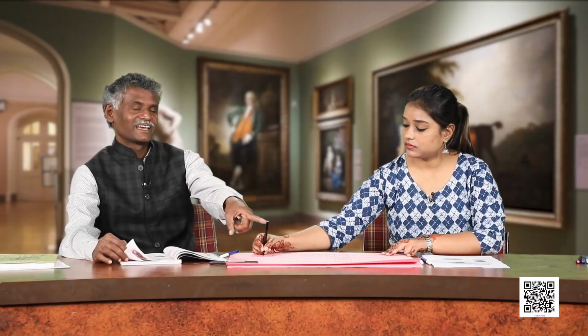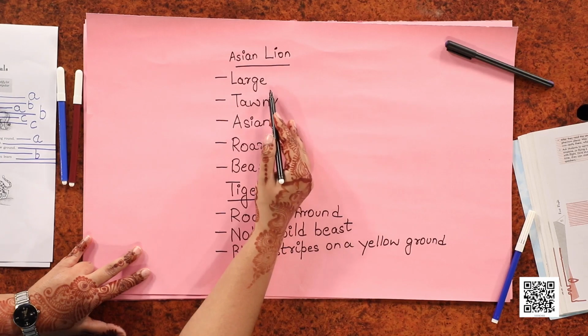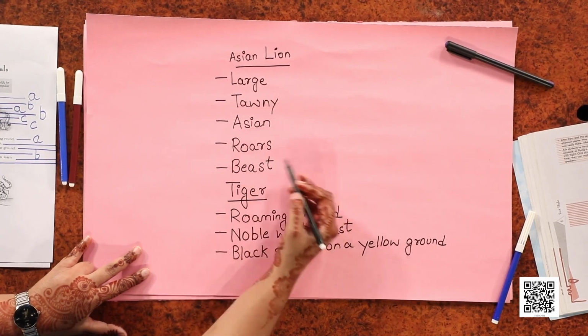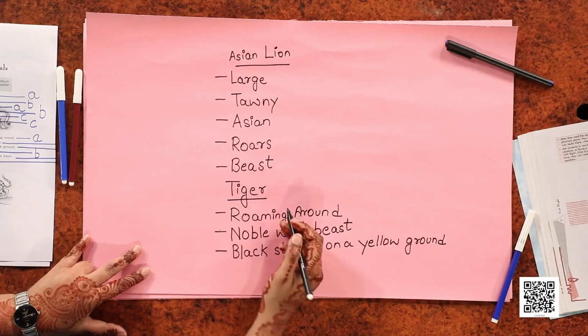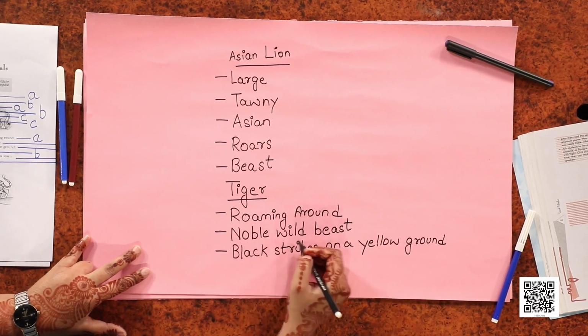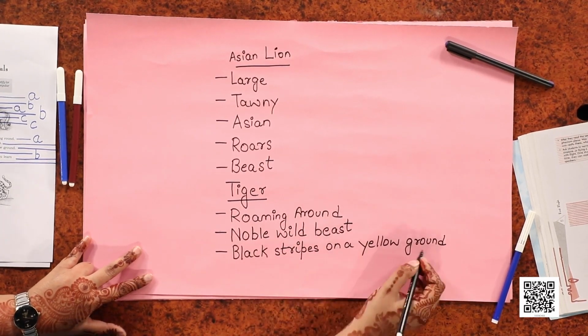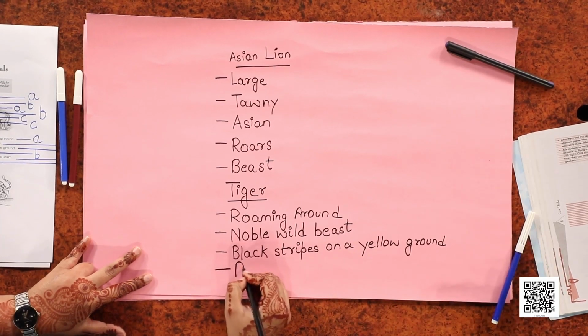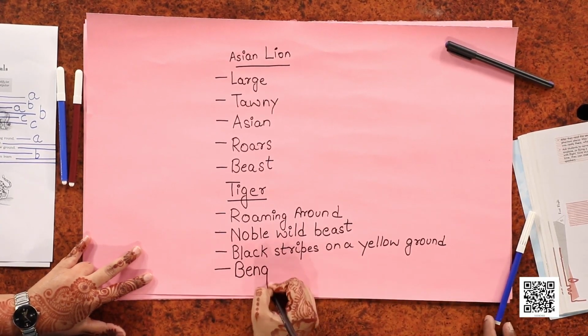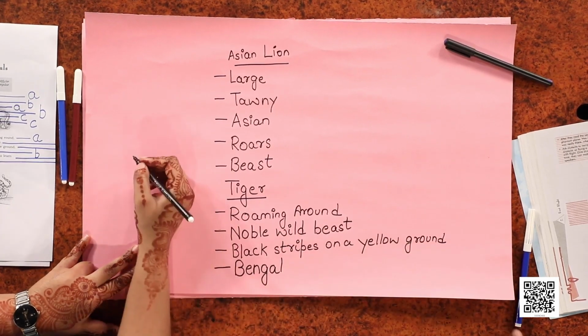So read again, Asian lion. What are the characteristics? Large, tawny, Asian, roars, beast. It's also region. For tiger, roaming around, noble wild beast, black stripes on a yellow ground. There you wrote Asian, here Bengal. The Bengal tiger is known for its characteristics, and still it's becoming endangered. So we need to protect them. It's also India's national animal. Come on, let's move on to the next animal.